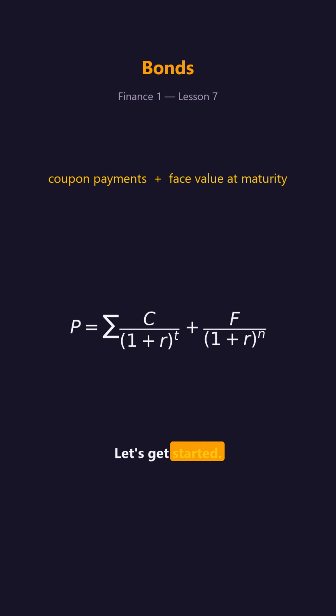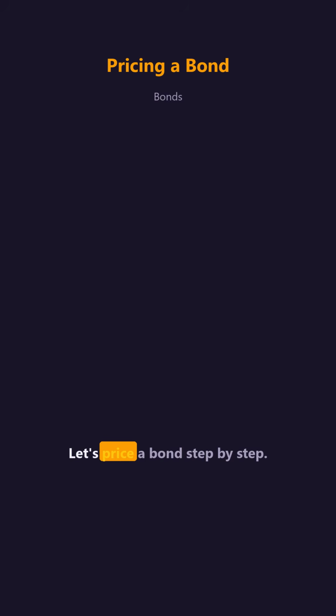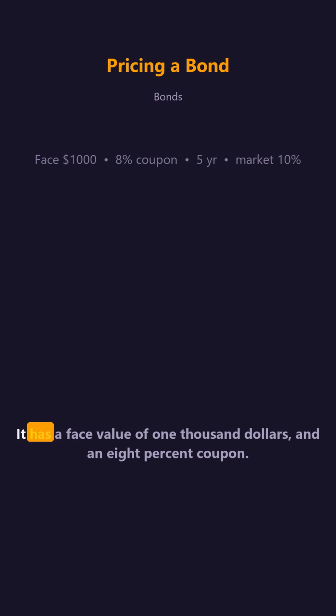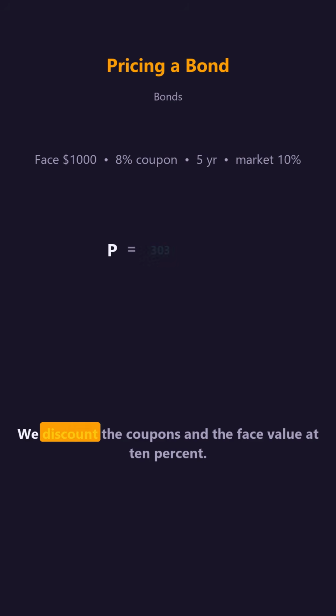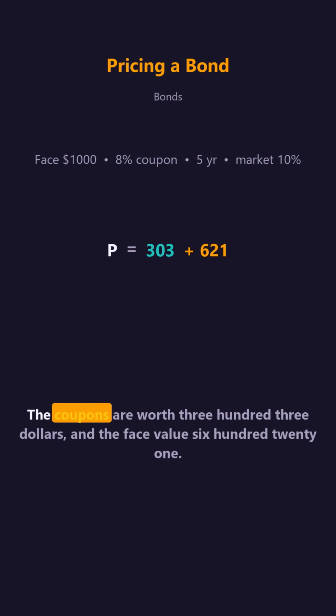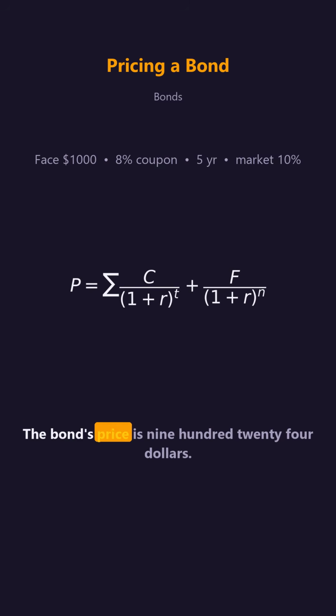Let's get started. Let's price a bond step by step. It has a face value of $1,000 and an 8% coupon. So it pays $80 a year for 5 years. The market interest rate is 10%. We discount the coupons and the face value at 10%. The coupons are worth $303, and the face value $621. The bond's price is $924.